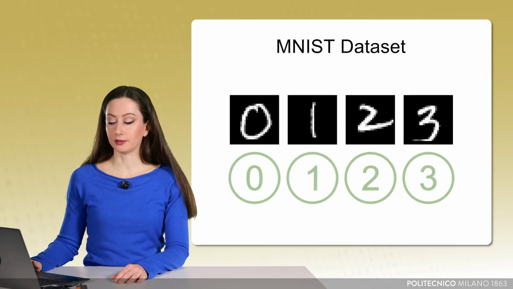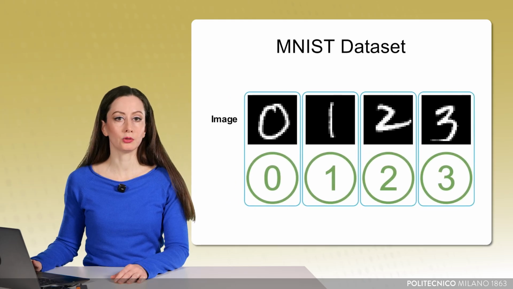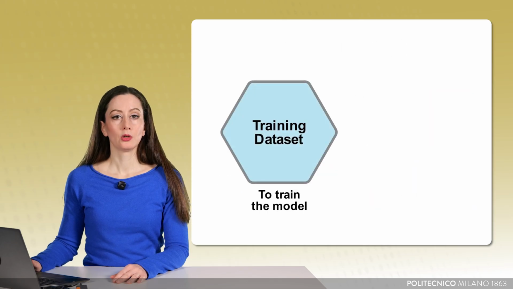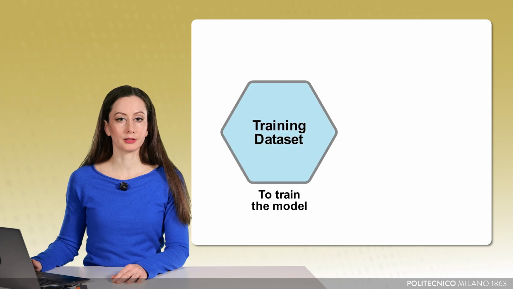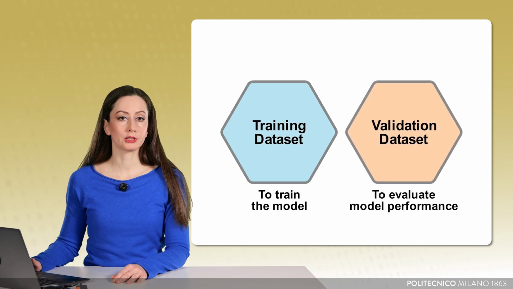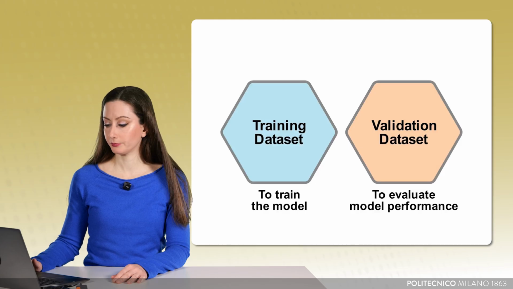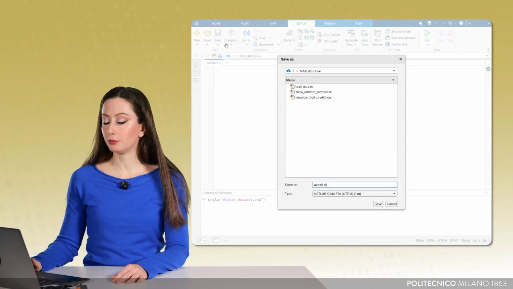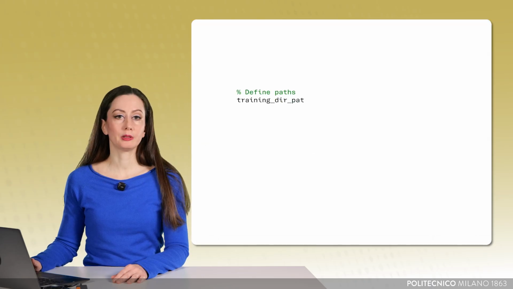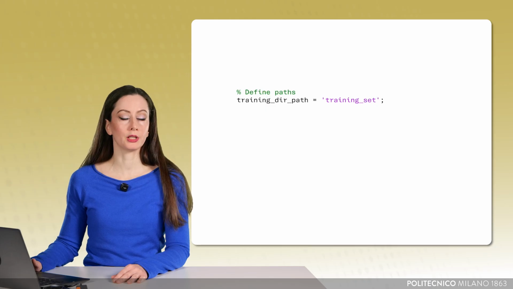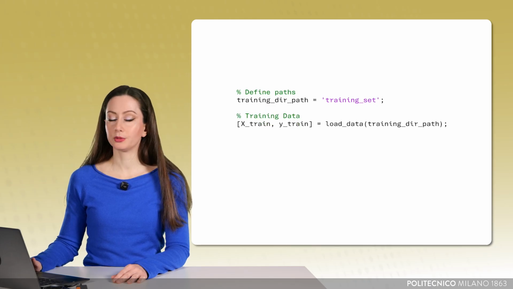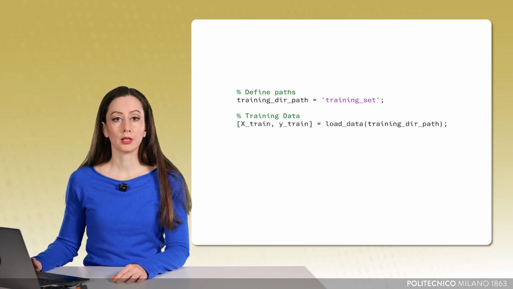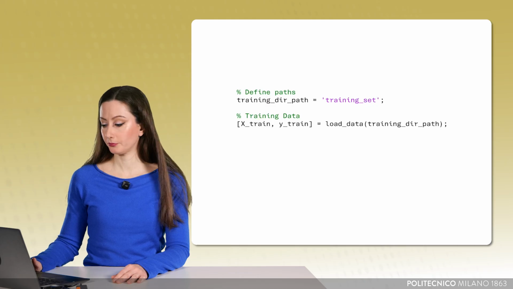Each example in the dataset includes an image and its label indicating which digit it represents. We will use 2 separate datasets, one for training the model called the training dataset, and one for evaluating its performance called the validation dataset. So let's start with the training dataset. To load it, we first create a new script and specify the path to the folder containing the images and their labels. We then use the load data function to store the matrix representation of images in xtrain and the corresponding labels in ytrain.